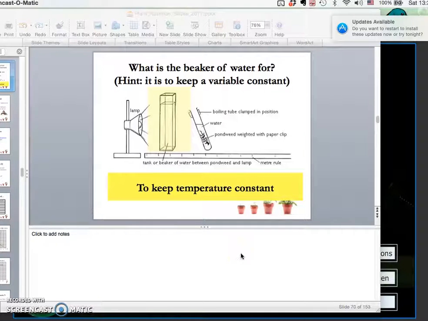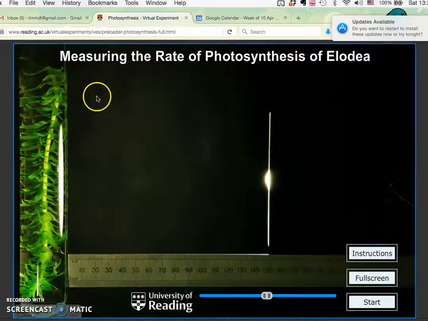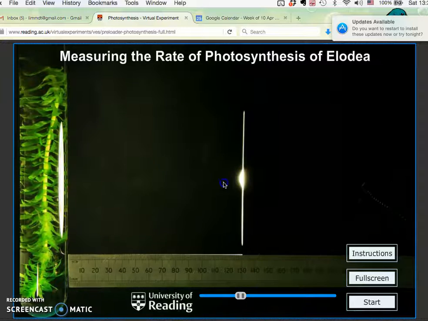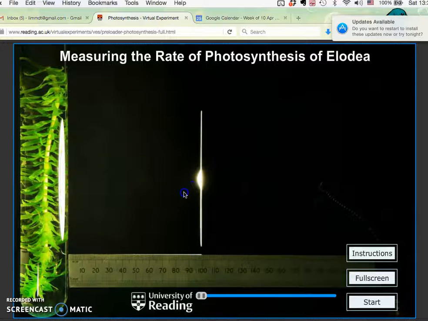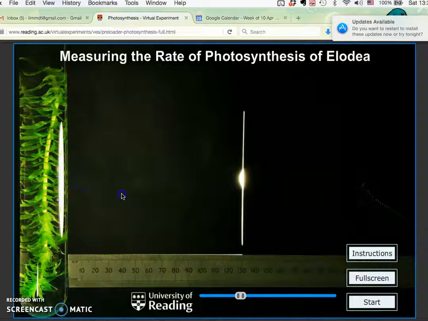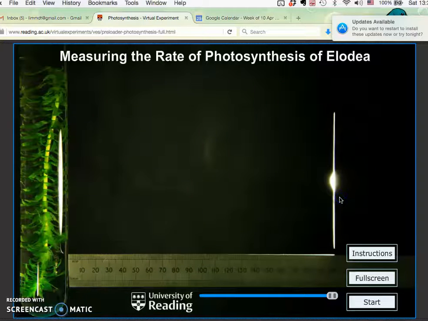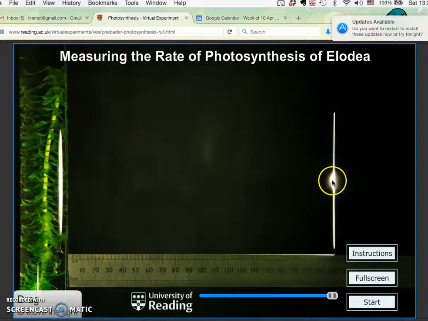If you have opened up the website, it should look something like this. Here's our underwater plant. In this case, the plant is called Elodea. And here's our light source. Here's our meter ruler, so you can actually drag the position of this light source. The closest you can go is 100 cm, and this is the greatest light intensity. I can also drag it back all the way to 200 cm. That's the furthest I can go, and that is the lowest light intensity.